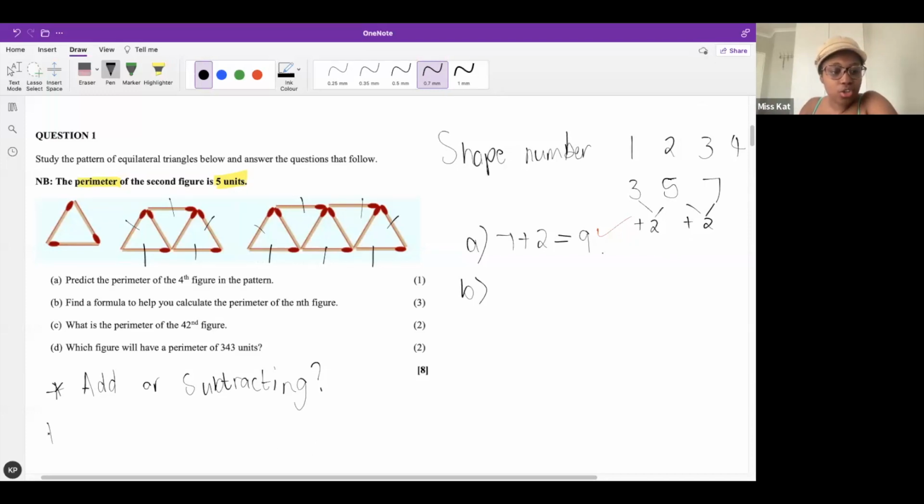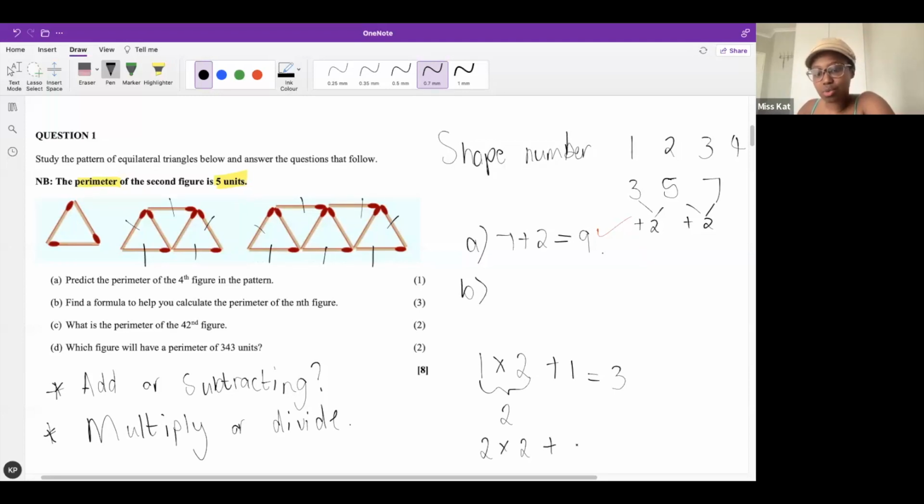Now you move on. You check if you have to multiply or divide. Now, if I say 1 times 2, what's my answer? 2. And then how would I get to 3? I would have to add 1, right? So let me write this down. 1 times 2, that's only going to give me 2, and then I'll have to add 1 to get 3, right? Well, let's check with the next one. 2 times 2 plus 1 would give me what?